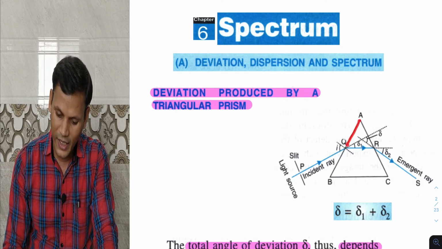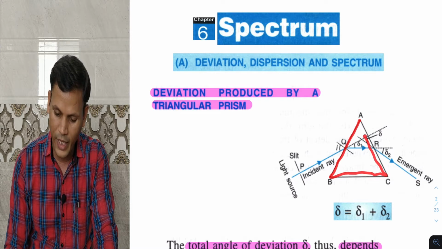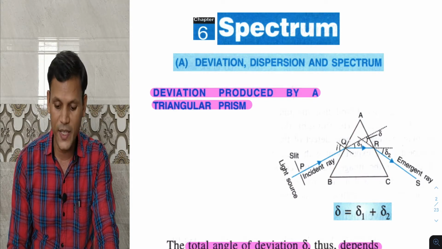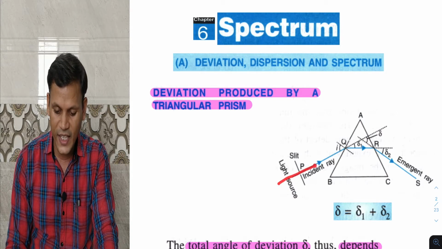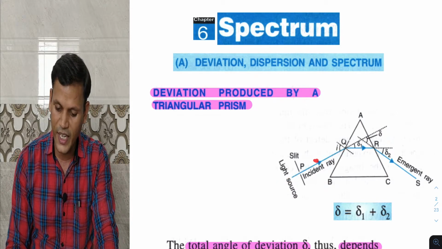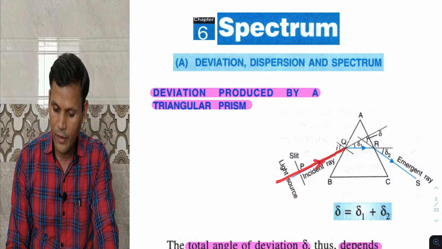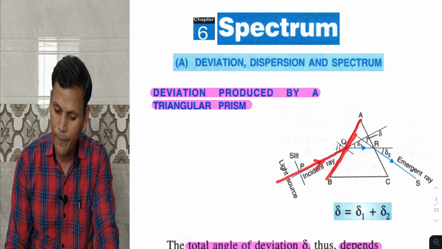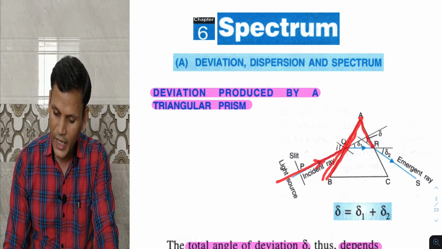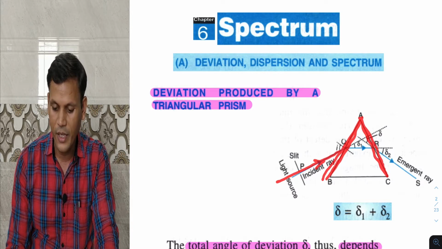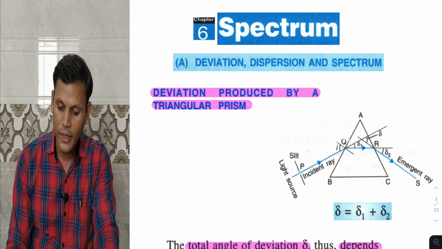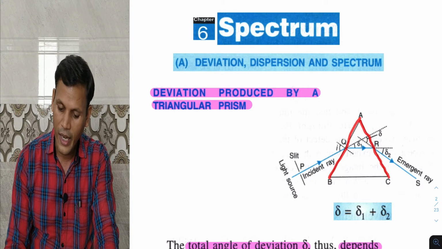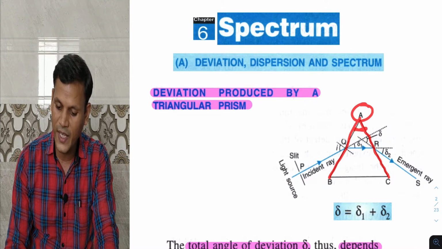This is the prism ABC. It is a triangular prism. This is the incident light, the incident ray. It is incident at the refracting surface AB. AB is the refracting surface, and AC is also a refracting surface. So this prism has two refracting surfaces, AB and AC, with the angle of prism as A.